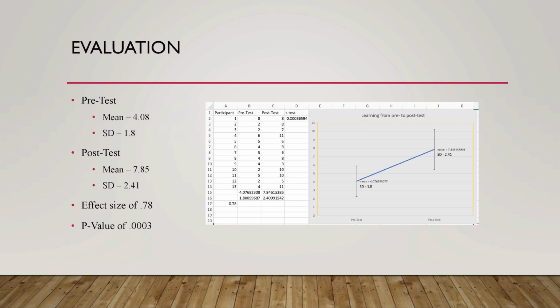Participants were recruited via the CDM participant pool and through reaching out to friends, family, and colleagues. 13 participants out of 22 completed the full course. The mean of the pretest score was 4.08 with a standard deviation of 1.8. The post-test resulted in a mean of 7.85 with a standard deviation of 2.41. I then calculated an effect size of 0.78.